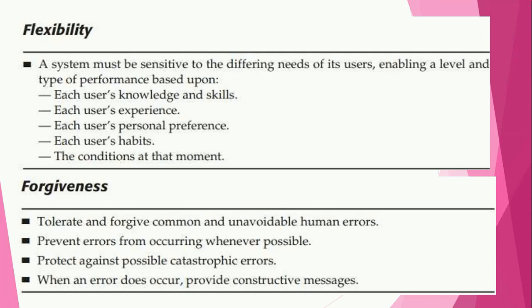Okay, so next is forgiveness. Tolerate and forgive common and unavoidable human errors. Prevent errors from occurring whenever possible and protect against possible catastrophic errors. When an error does occur, provide constructive messages. Usually people make mistakes, is it? The system should tolerate those mistakes and forgive the people, and it has to make it easier for people to come out of the trouble.